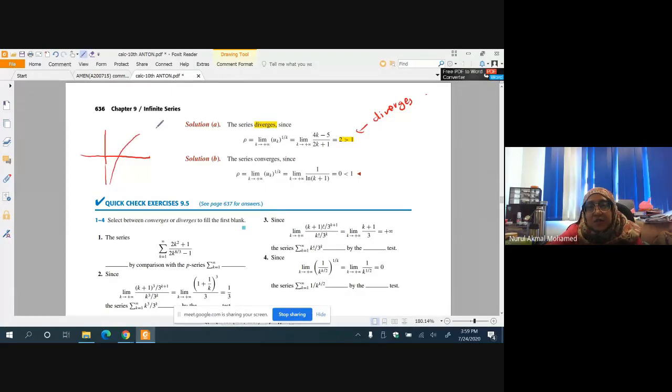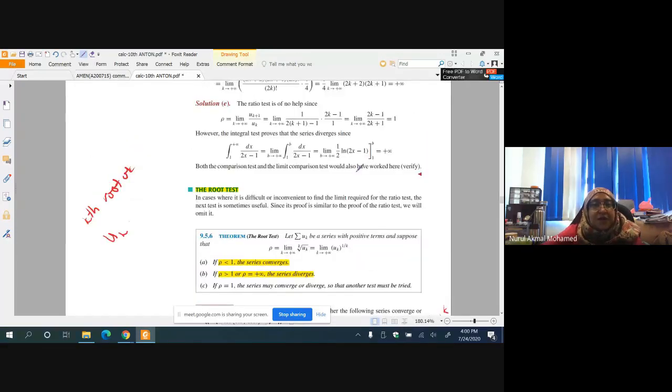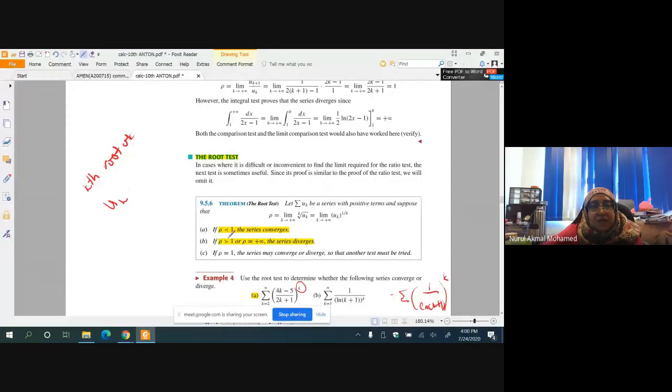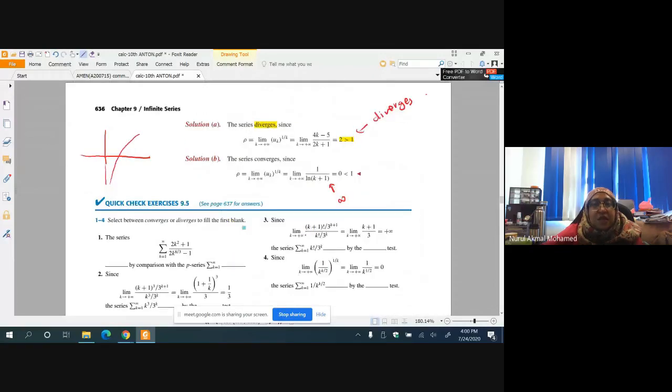So this is the graph for ln. So ln infinity will give you infinity. So 1 over infinity will give you 0, because this part here will be infinity. So 0 is less than 1, so the series converges.